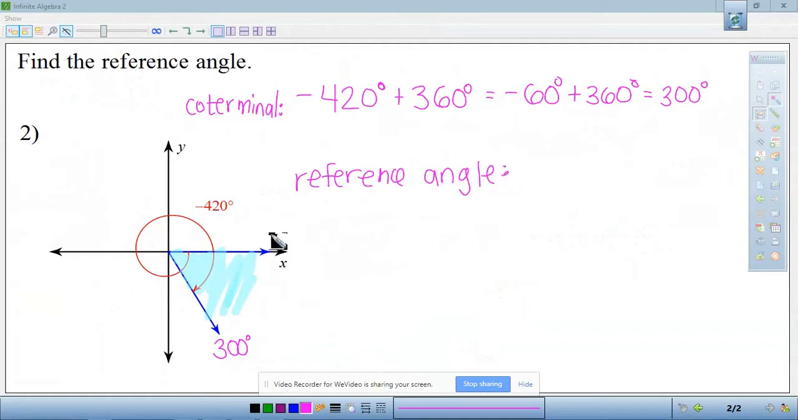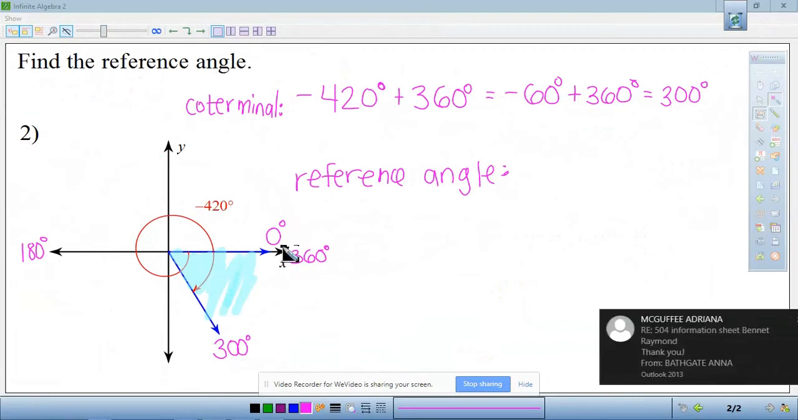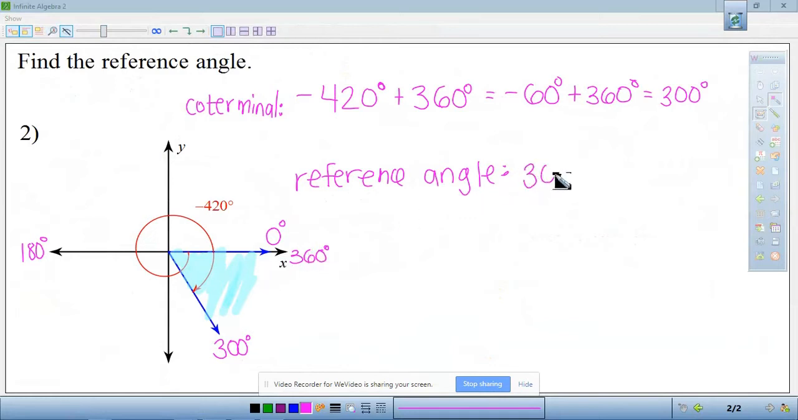Your x-axis has 3 different measures. You start at 0 degrees. When you get halfway over to this end, you're at 180 degrees. And then when you've looped to a full circle, you're at 360 degrees. So which of these 3 values is 300 closest to? Well, it's closest to 360. So I'm going to do 360 minus 300, and 360 minus 300 is 60 degrees. So my reference angle is 60 degrees.